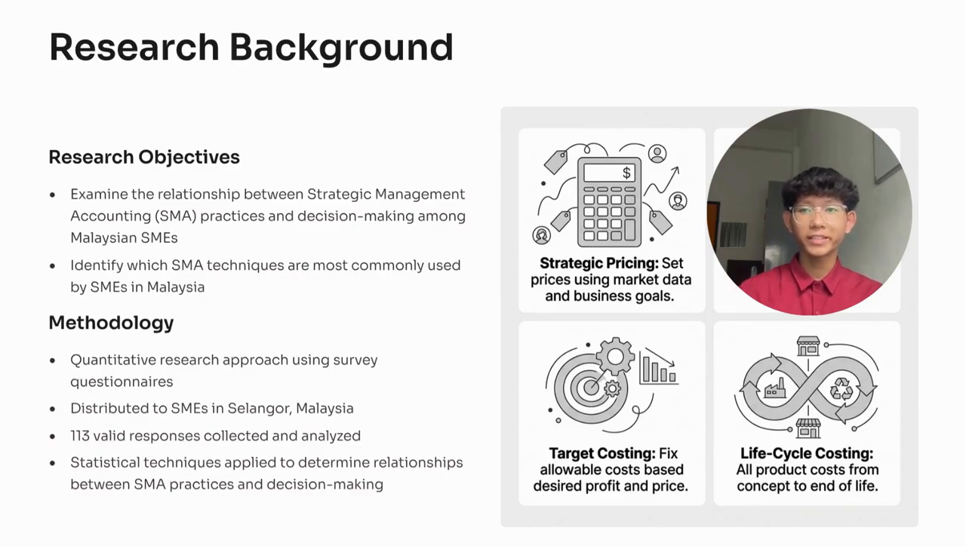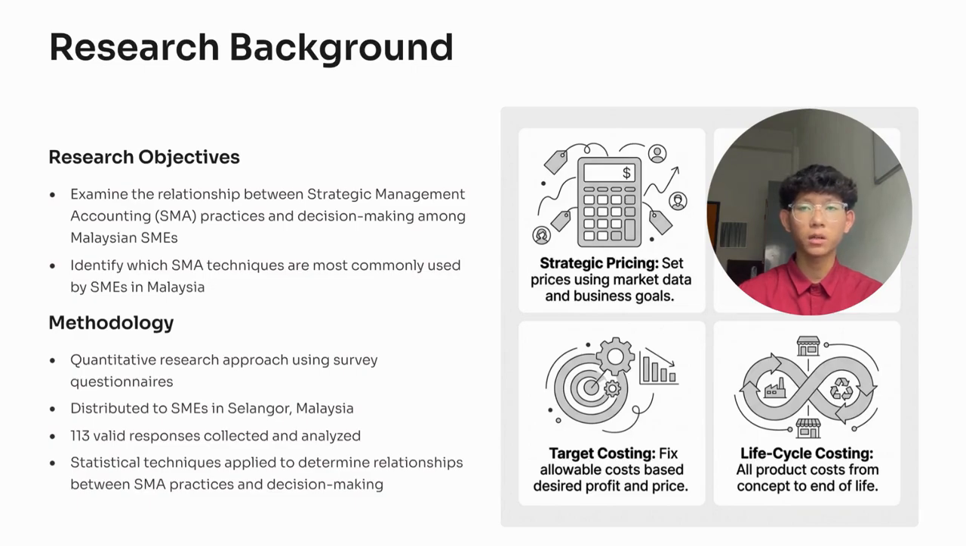The purpose of this study was to investigate the relationship between strategic management accounting practices and decision making among small and medium enterprises in Malaysia. The researchers focused on three accounting techniques, namely strategic pricing, target costing, and life cycle costing. Data were collected through questionnaires distributed to SMEs located in Selangor. A total of 113 valid responses were analysed. The researchers wanted to determine whether the use of management accounting techniques could improve managerial decision making and business performance.